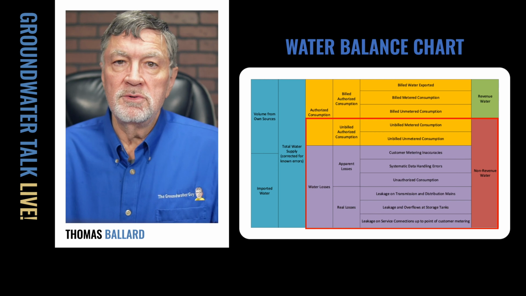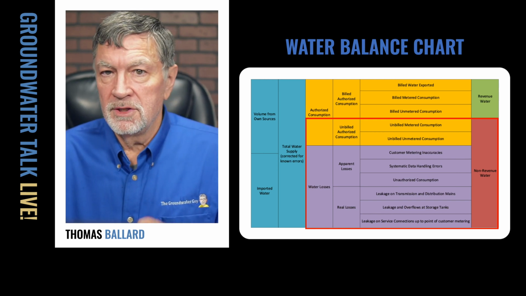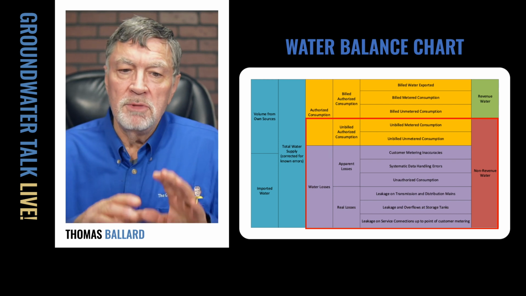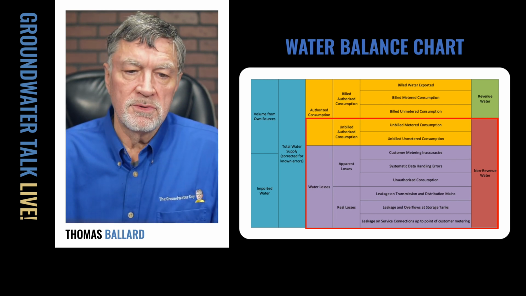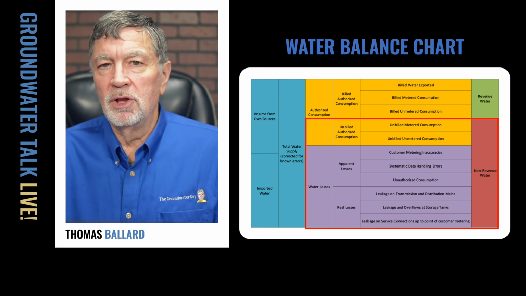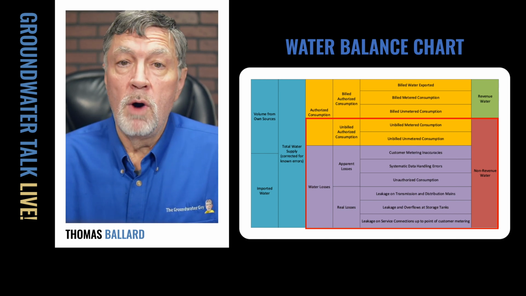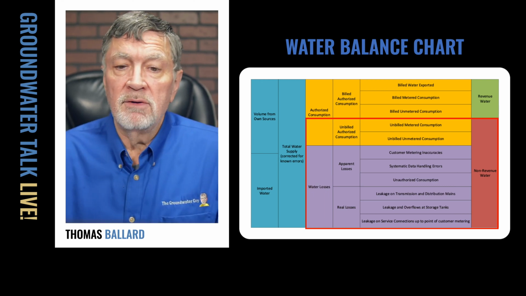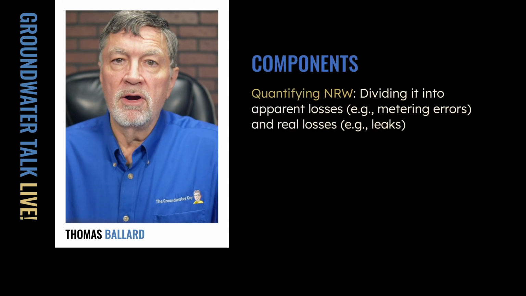So that includes the authorized uses, which are in the orange there, and the gray purple is going to be your unauthorized uses. And then we're finally going to focus down below on your real water losses, because that's going to be stuff you're going to have to track down and fix.